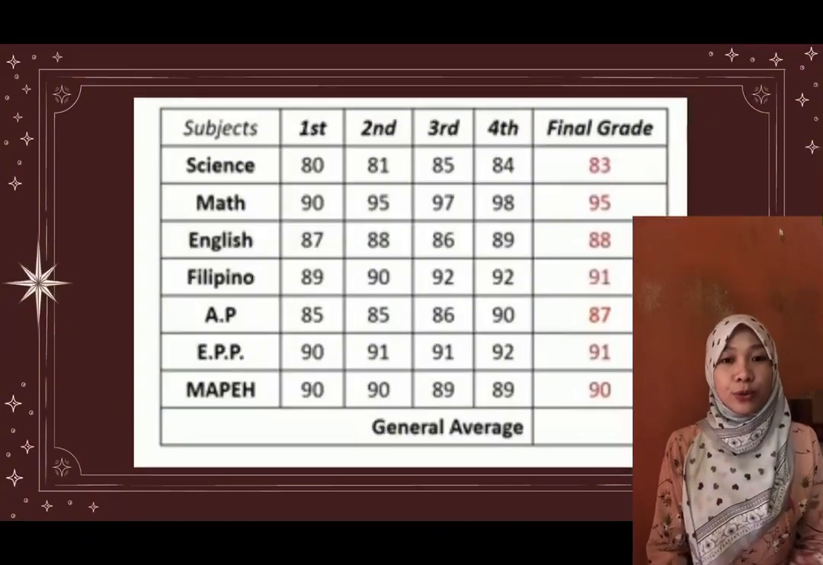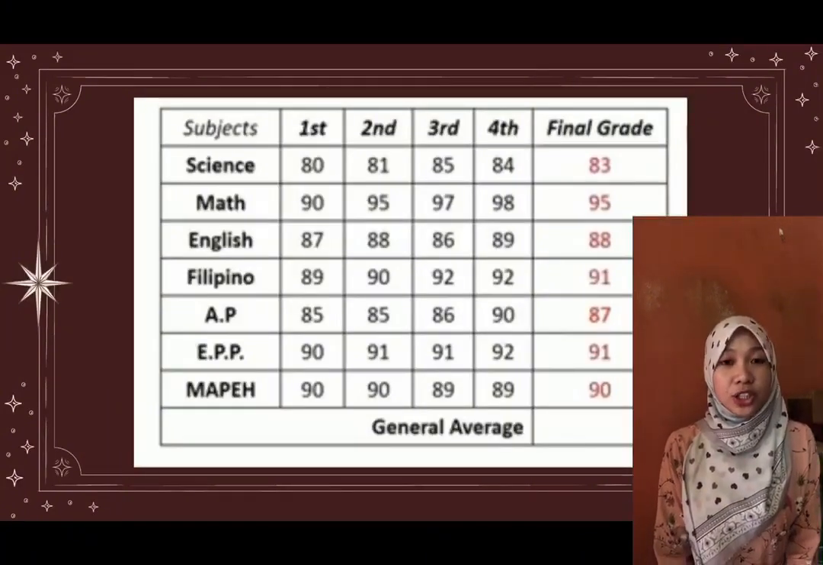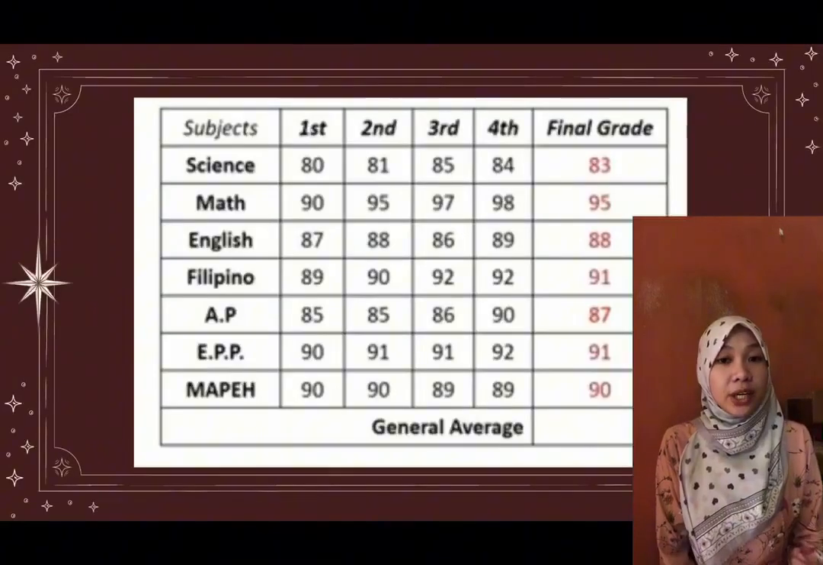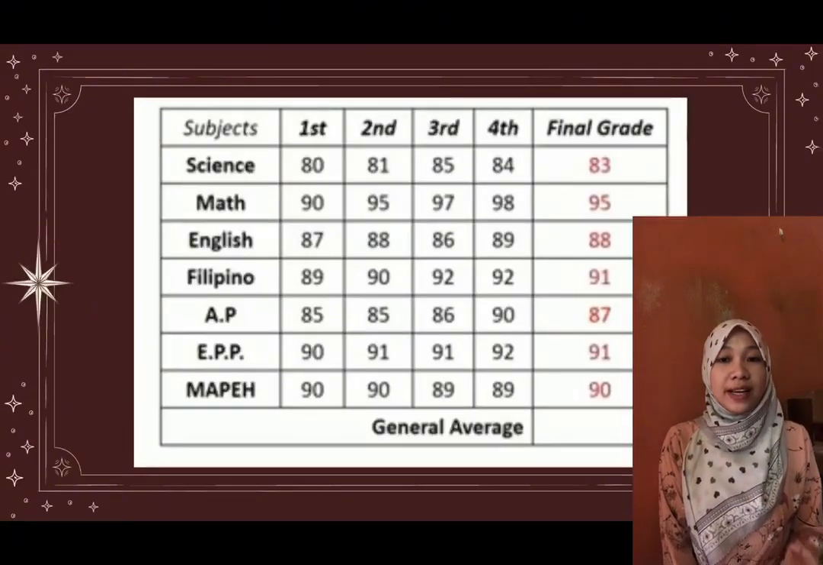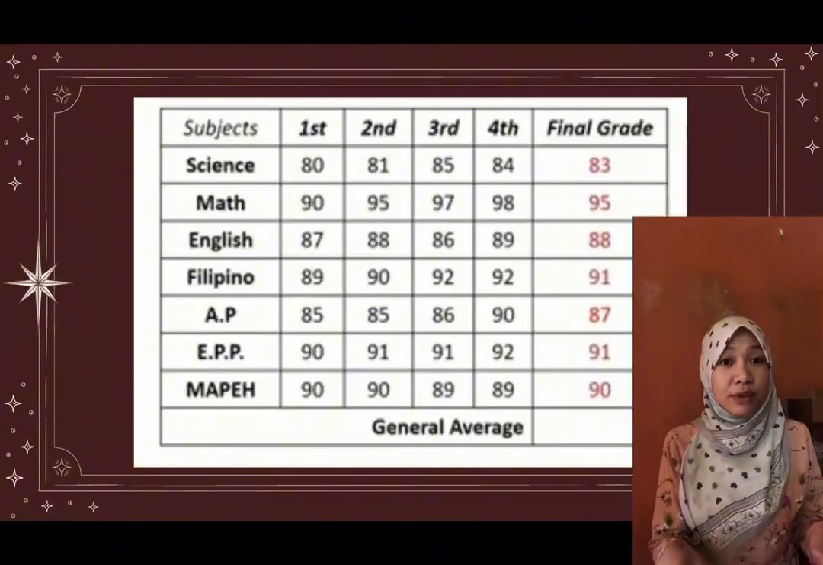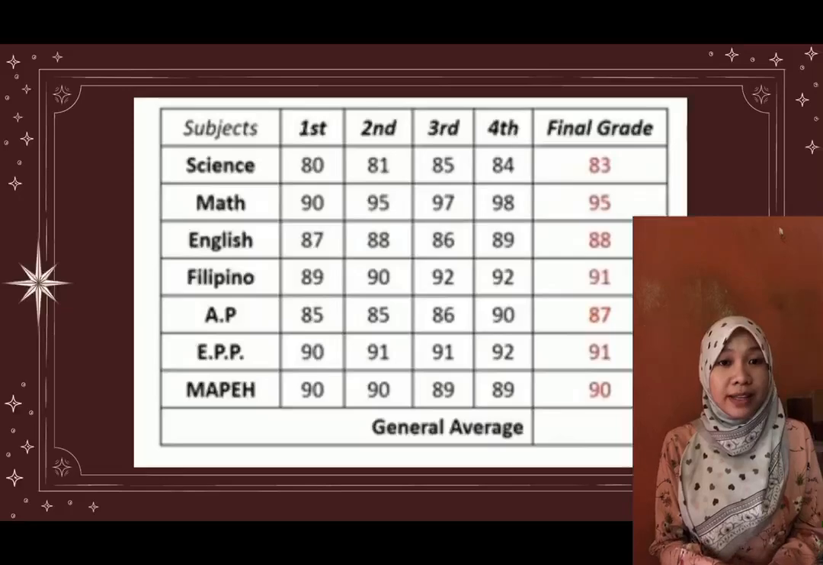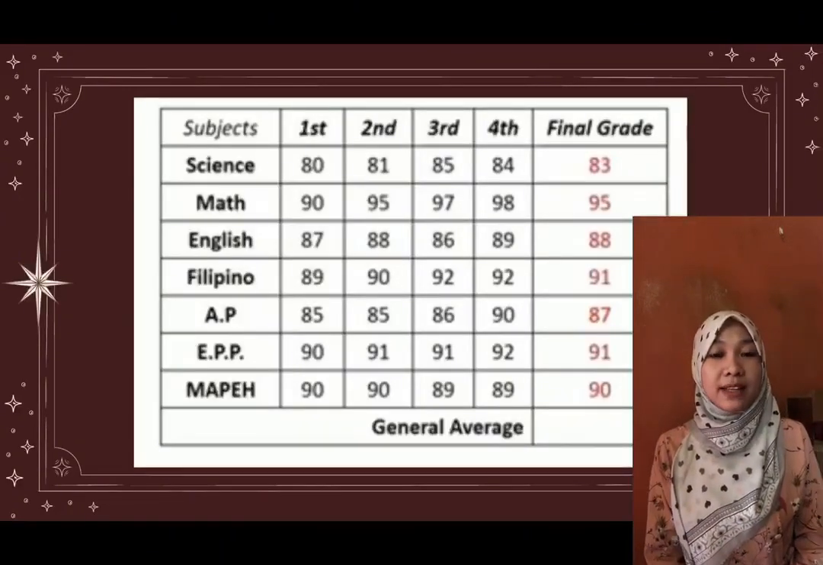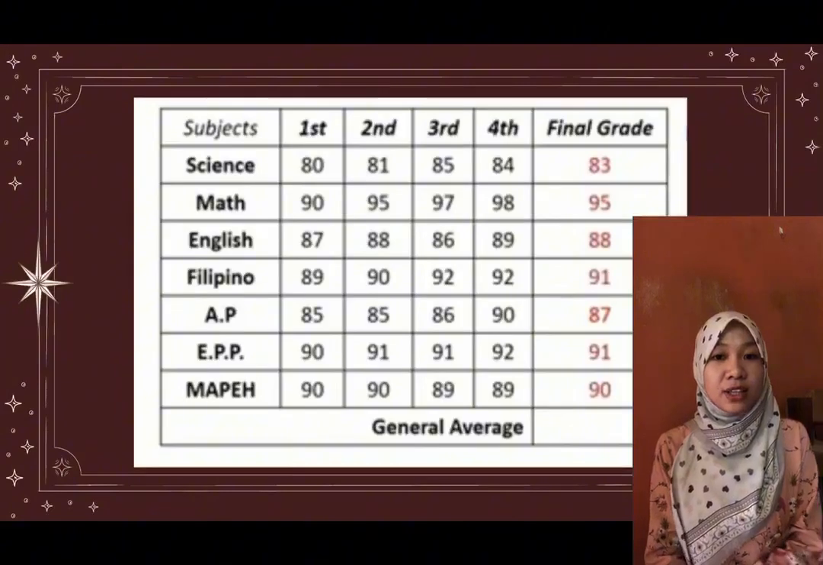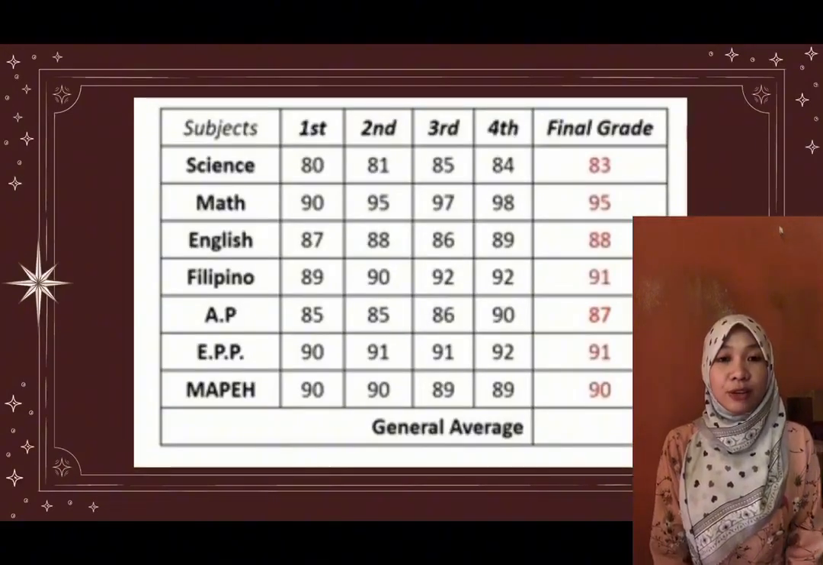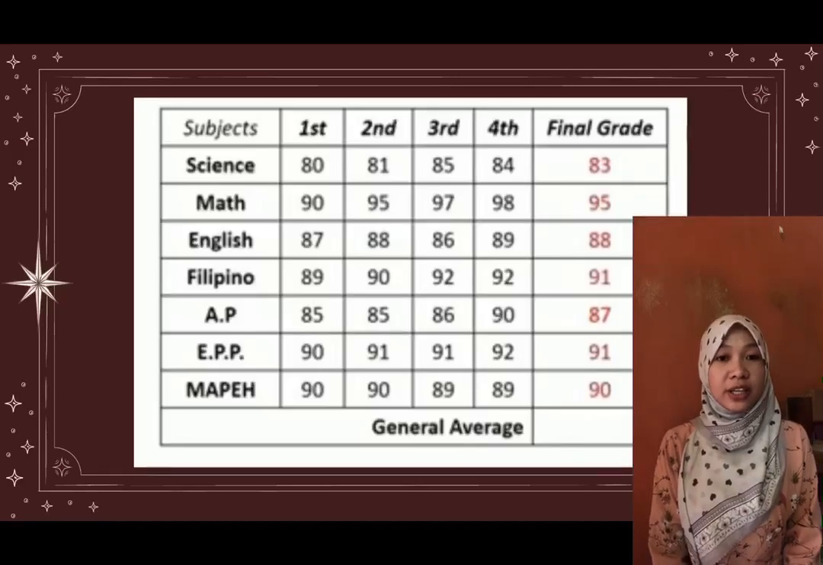Okay, in computing final grades, you're just going to add your grades to the specific subject every quarter. Then divide it by 4. So, divide mo lang siya sa 4 yung grade mo every quarter. So, that will be your final grade. Okay? So, once we apply this computation process in all, we can be able to get all of the final grades in each learning areas.